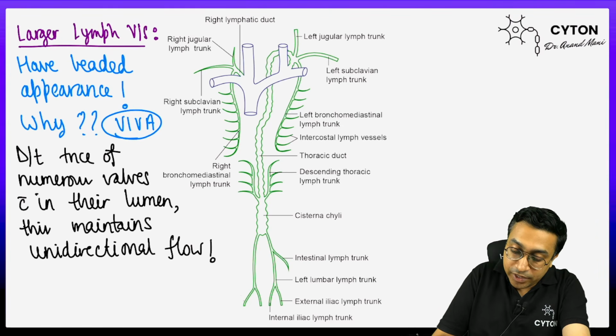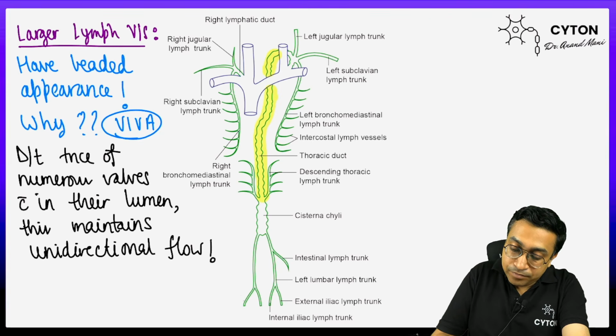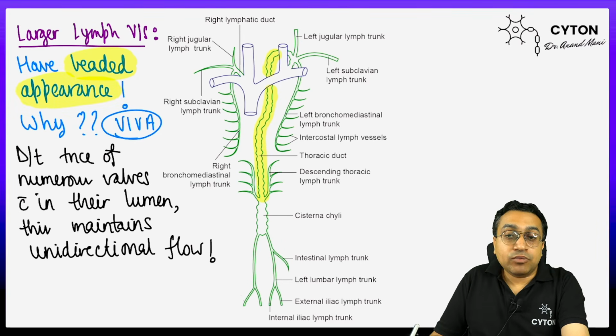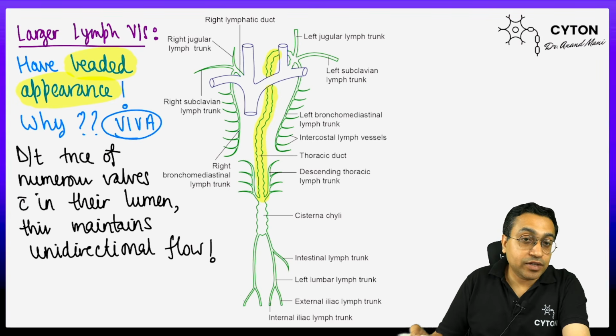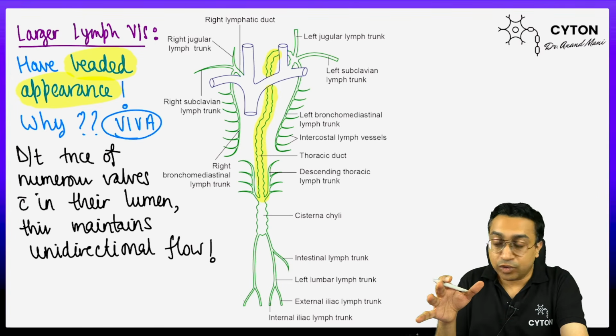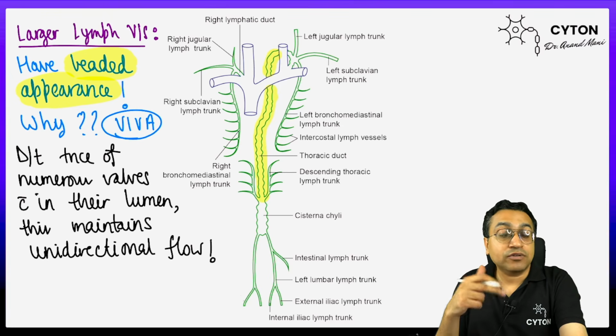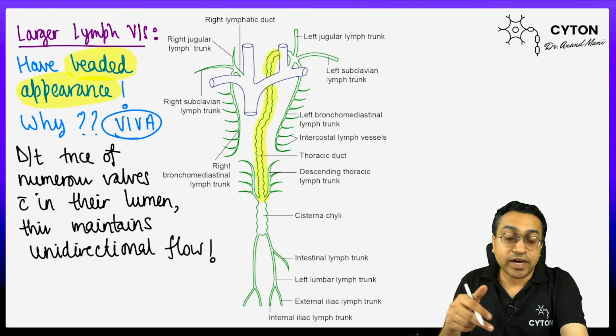If I highlight it here, you can see this one has a beaded appearance all throughout. Then we come to the understanding that lymphatic vessels, as we saw in the first image, bring the lymph to a series of lymph nodes, and these lymph nodes filter the fluid to remove foreign particles and microorganisms.